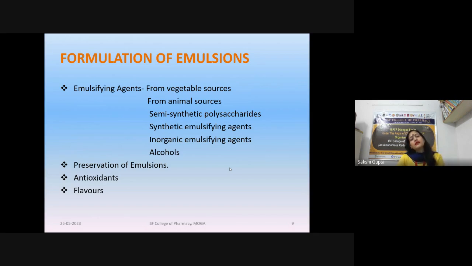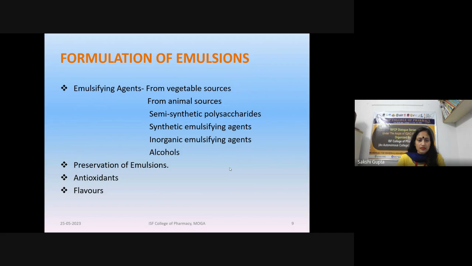So emulsifying agents can be obtained from some vegetable sources like gum acacia and gum tragacanth, from animal sources like agar, gelatin, wool fat, beeswax. These are some examples of the animal source emulsifying agents, and also semi-synthetic polysaccharides, synthetic emulsifying agents, inorganic emulsifying agents, and alcohols, and so on. And then we have to preserve the emulsion. We have to retain its stability during its storage, right?